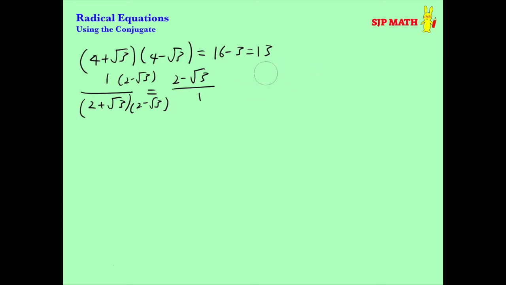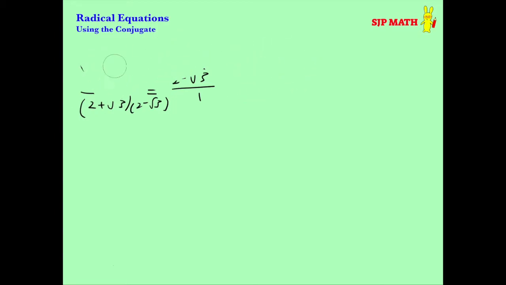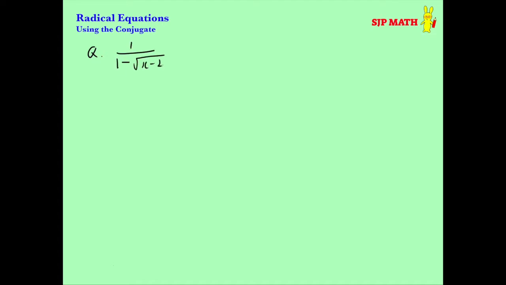So let's start this first problem then with this idea. The first problem I'm going to give you is going to be quite simple: 1 over 1 minus square root of x minus 2, plus 1 over 1 plus square root of x minus 2.